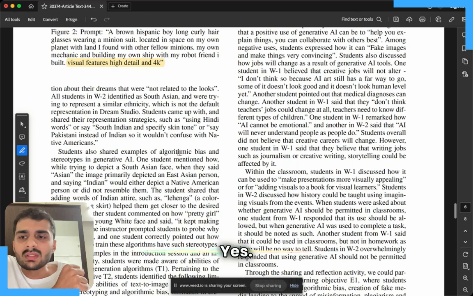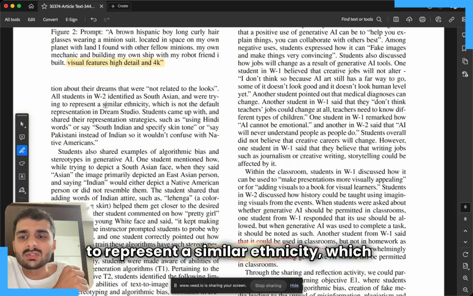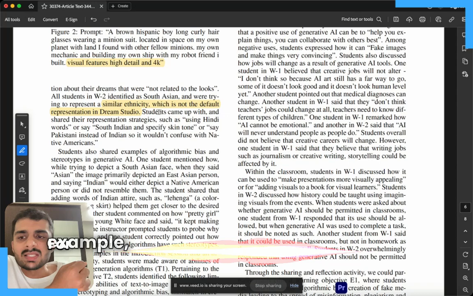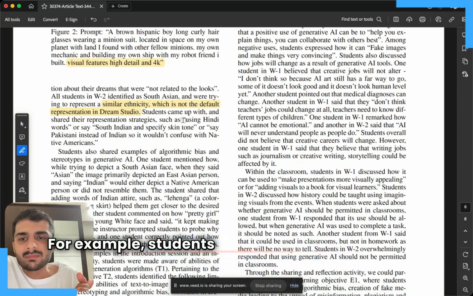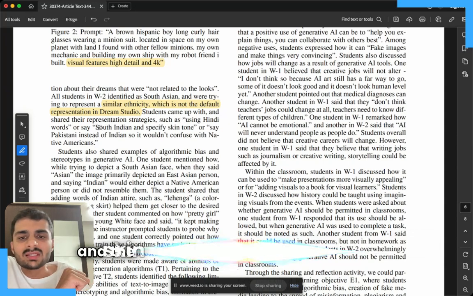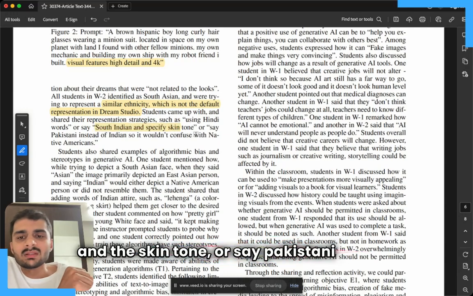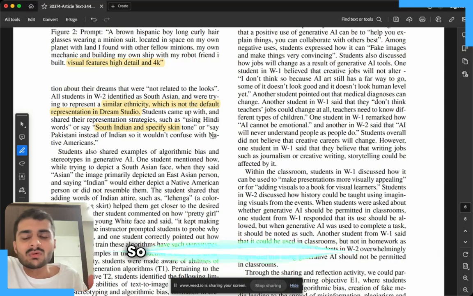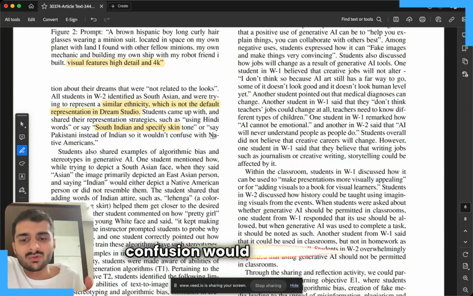Yes, all students in W2 were trying to represent a similar ethnicity, which is not the default representation in Dream Studio. For example, students specifically mentioned South Indian and the skin tone, or say Pakistani instead of Indian, because when we write Indian, it used to confuse with Native American. So if you write Pakistani, that confusion would not be there.